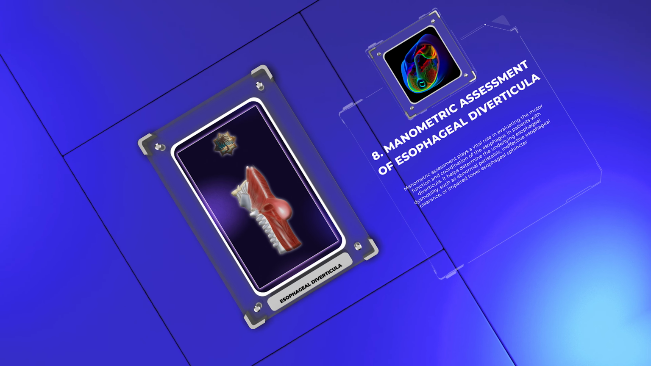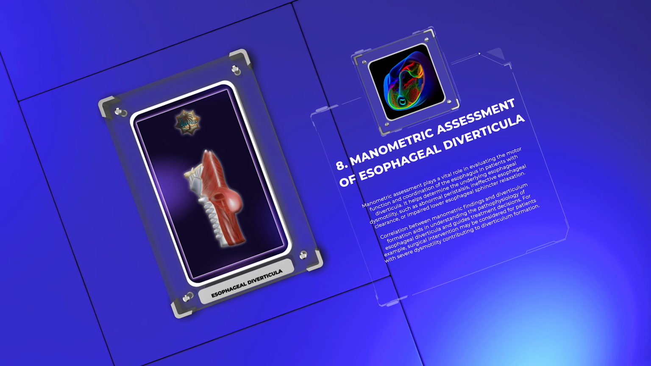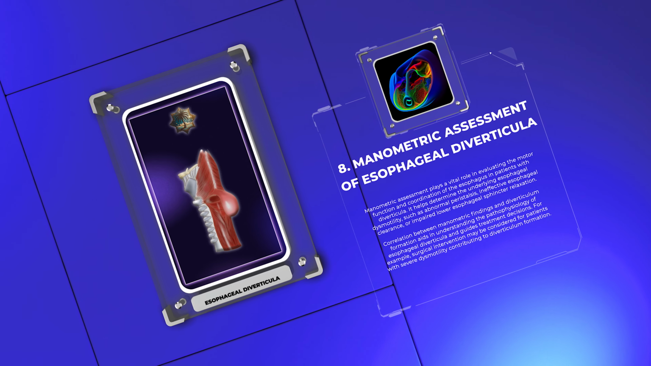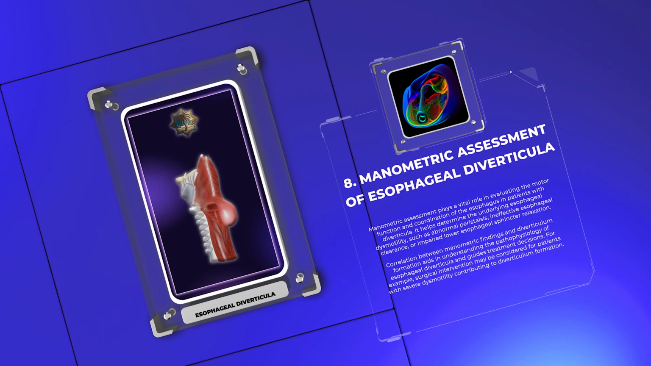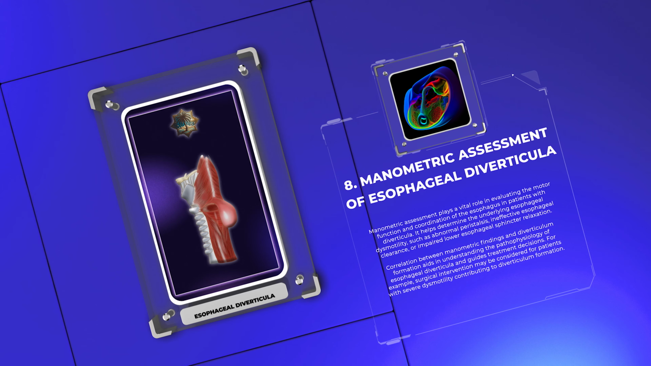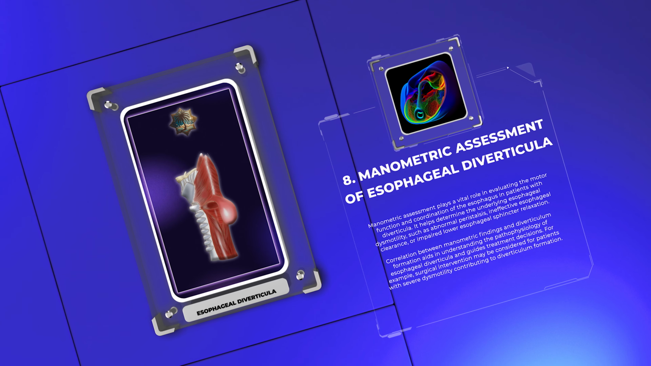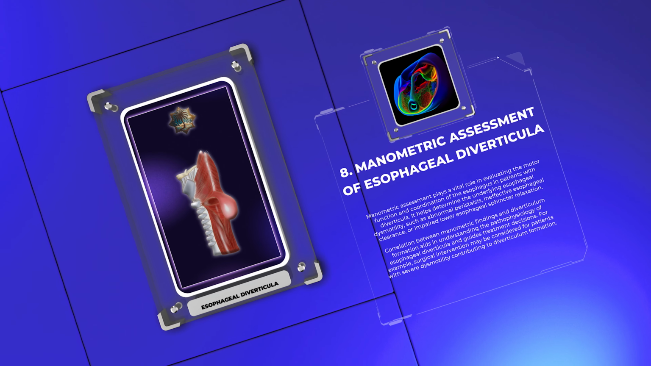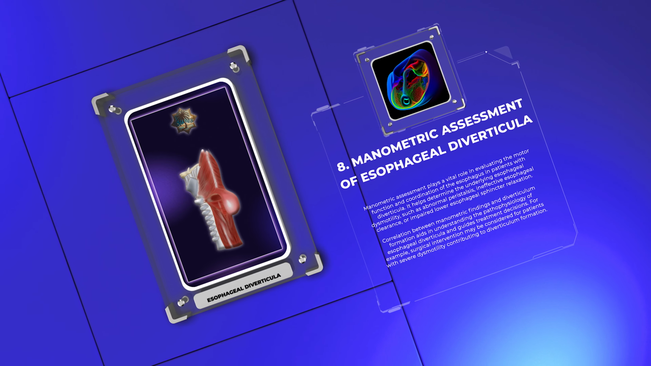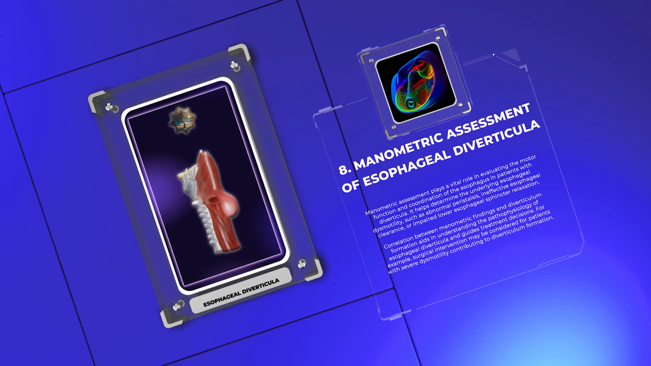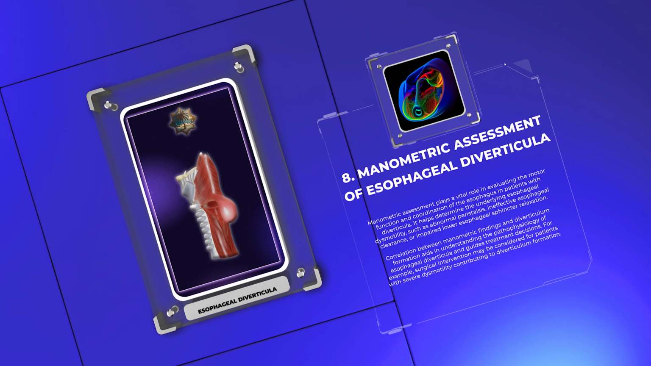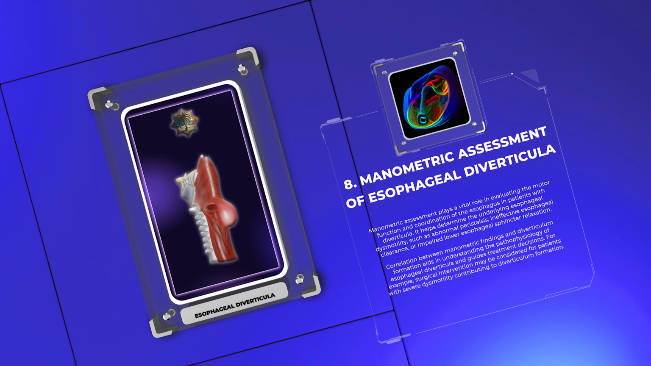Manometric assessment plays a vital role in evaluating the motor function and coordination of the esophagus in patients with diverticula. It helps determine the underlying esophageal dysmotility, such as abnormal peristalsis, ineffective esophageal clearance, or impaired lower esophageal sphincter relaxation. Correlation between manometric findings and diverticulum formation aids in understanding the pathophysiology of esophageal diverticula and guides treatment decisions. For example, surgical intervention may be considered for patients with severe dysmotility contributing to diverticulum formation.